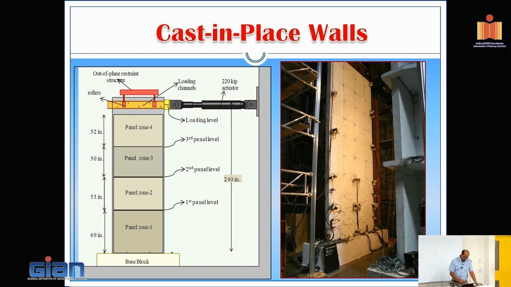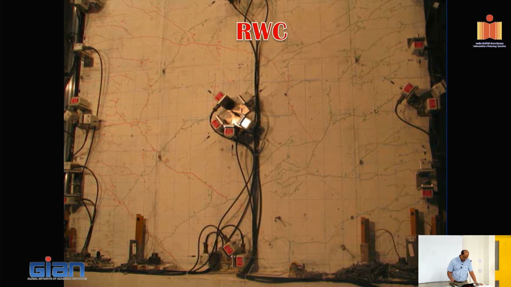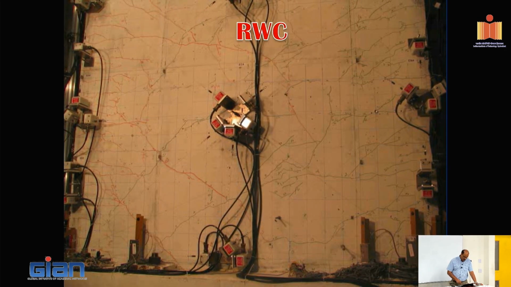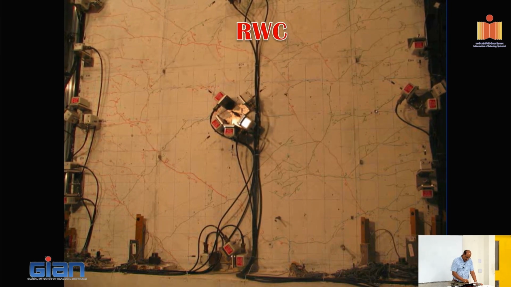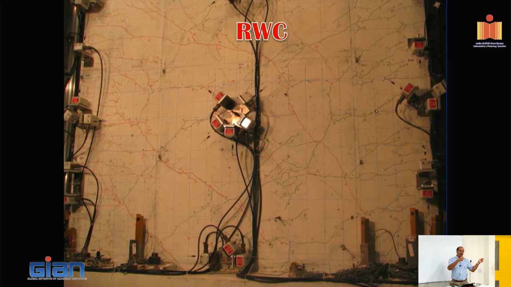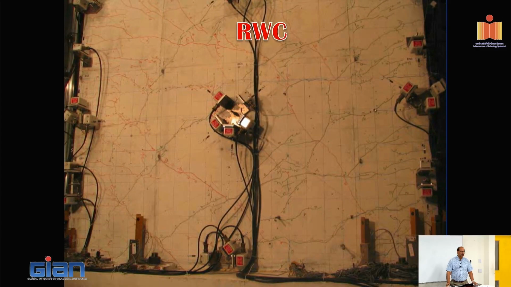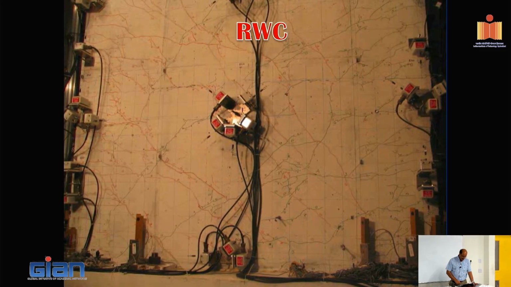So this one basically shows one of the wall tests. This is what you would see typically. You could see in this wall how the cracks develop. So the interface crack develops, the load is going back and forth. The structure is getting pushed and pulled in both directions.